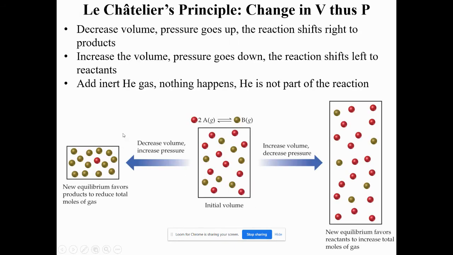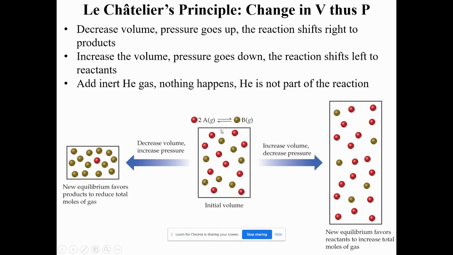So here we have a generic example. Here we have 2 moles of chemical A, so to speak, right? 2 of A and 1 of B, right? So here we're at equilibrium, right? We're at initial volume. We're at equilibrium here in the middle. I decrease the volume and thus increase the pressure. What did I say that does? It favors the side with fewer moles of gas.